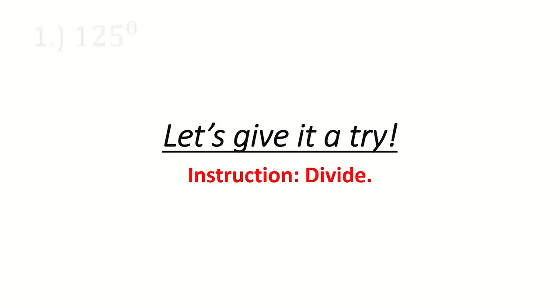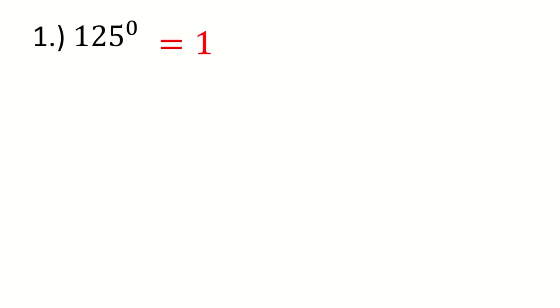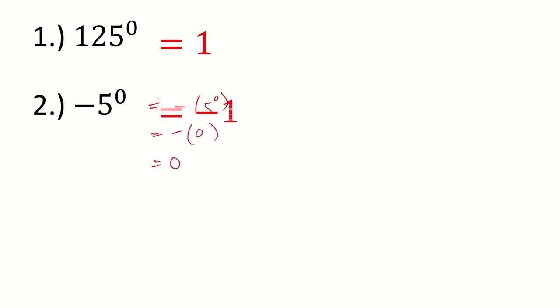Okay, let's give it a try. So don't forget, anything raised to the power of 0 is just 1. So whether negative 125 is equal to raised to the power of 0, 1 pa rin yun. Or negative 5 to the power of 0, we can write it as negative 5 to the power of 0, but negative times 0 is just 0. Okay?